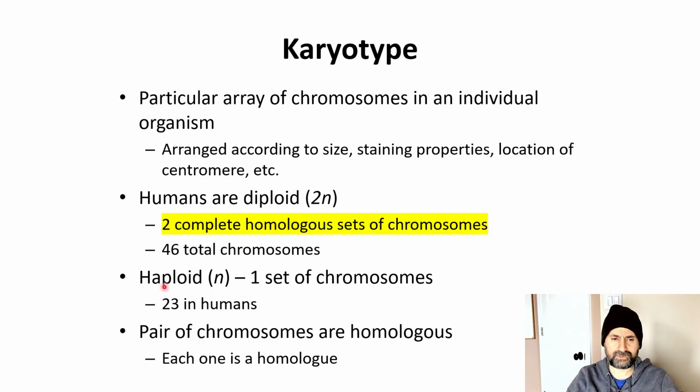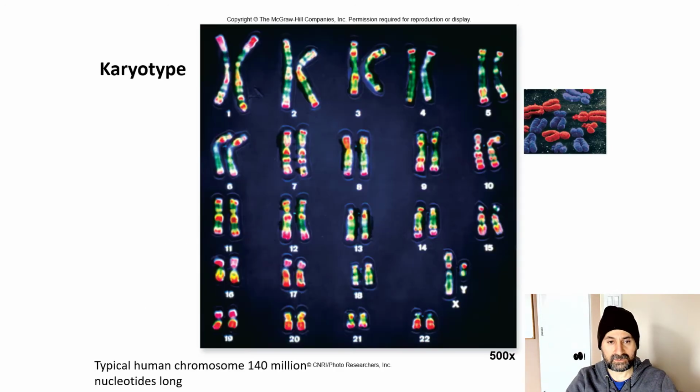Your sperm or your egg, on the other hand, the gametes, are the haploid cells. The haploid cells only have one set of chromosomes, so only 23 chromosomes. So please know the difference between diploid and haploid. Remember, your somatic cells are diploid and your gamete cells are haploid.